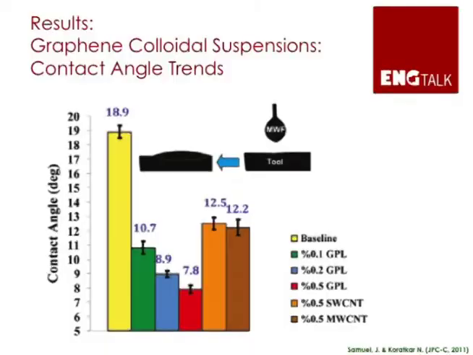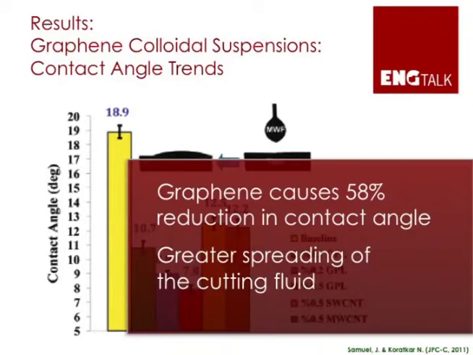The other thing that we were interested in looking at is how graphene changes the spreading behavior of this micro droplet as the droplet touches the tool and workpiece interface. And the thing to note there is the contact angle trends. What we are finding is there is a reduction in the contact angle of the cutting fluid with the workpiece with an increase in graphene concentrations. This reduction causes greater spreading of the cutting fluid onto the surface. In fact, there is a 58% reduction in the contact angle.